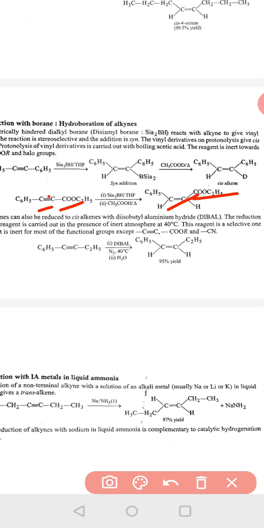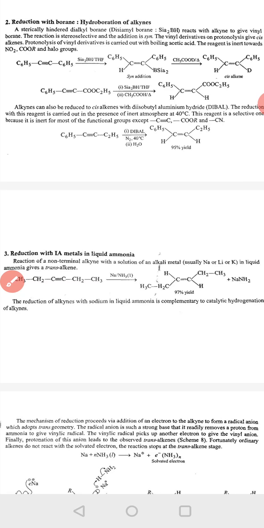The third way to carry out the reduction of alkynes is reduction with group 1A metals in liquid ammonia. Reaction of a non-terminal alkyne with a solution of an alkali metal. This alkali metal is usually sodium, lithium or potassium, and it is dissolved in liquid ammonia to give a trans alkene.